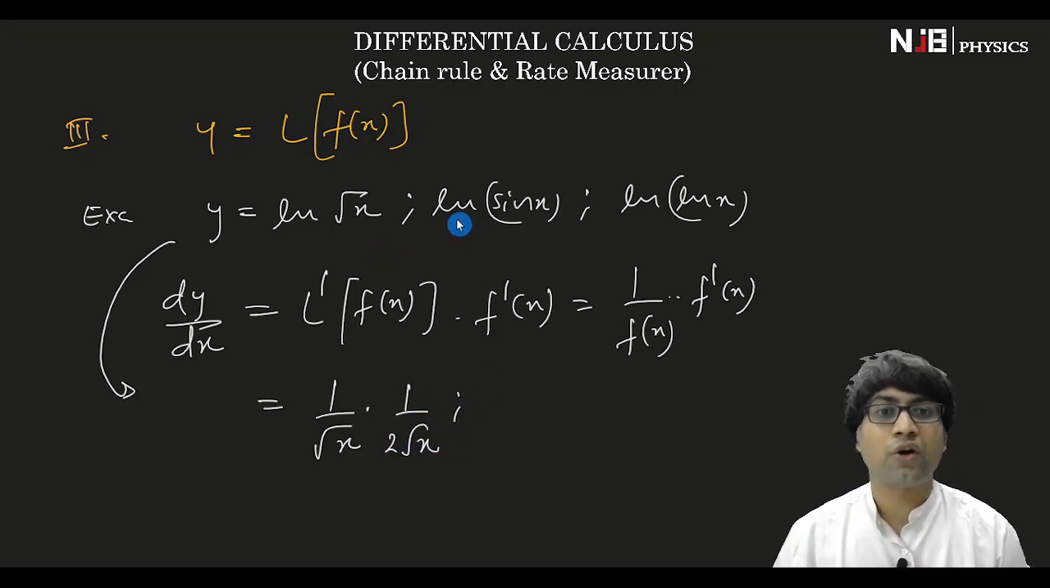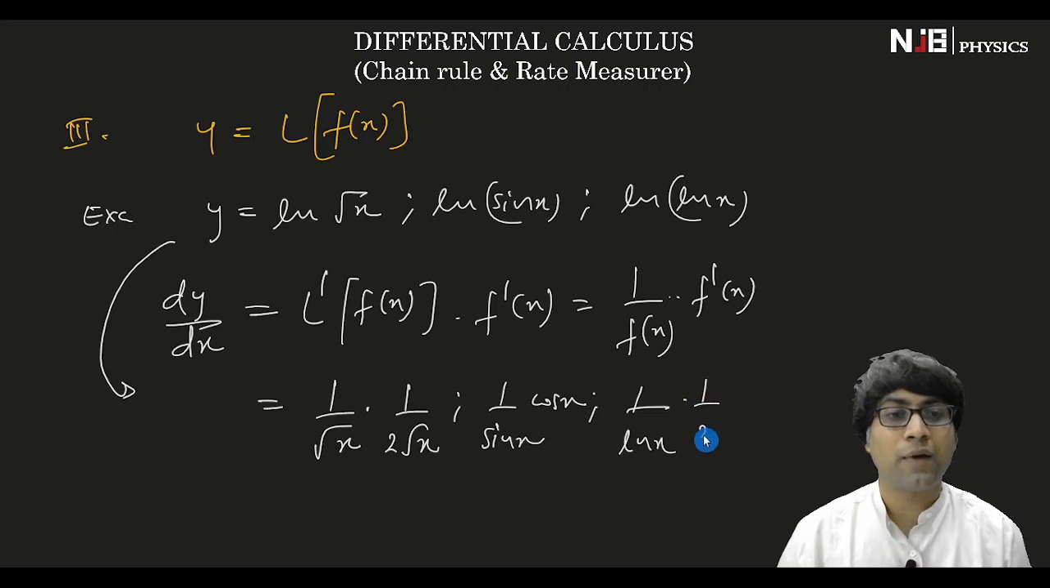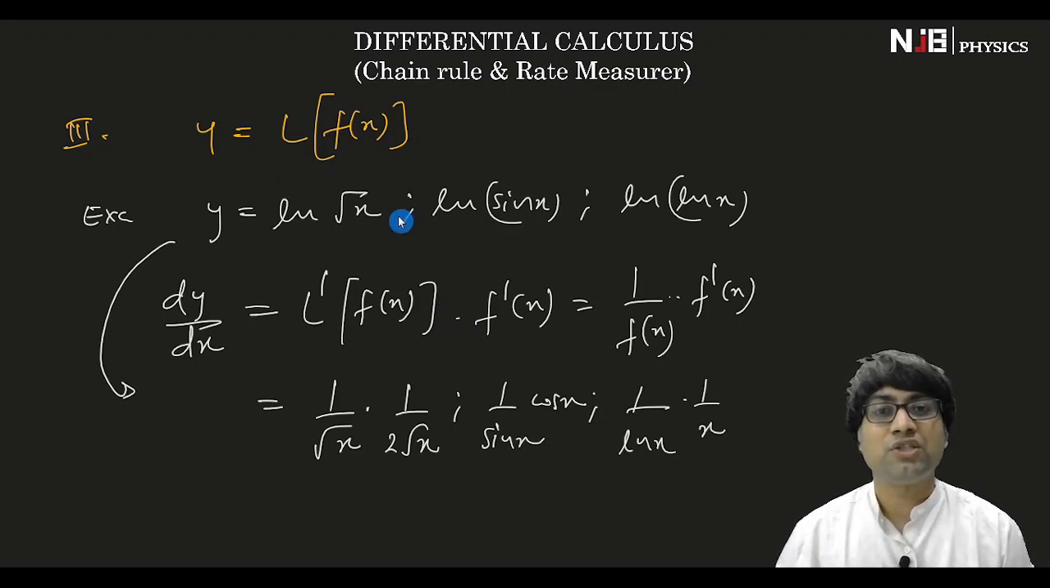Similarly, for ln of sine x, it is going to be 1 by sine x, and the derivative of sine x is cos x. And in the case of ln of ln x, we write first 1 by ln x, and the derivative of ln x is 1 by x. So in this manner, we differentiate using the chain rule if we have this situation.